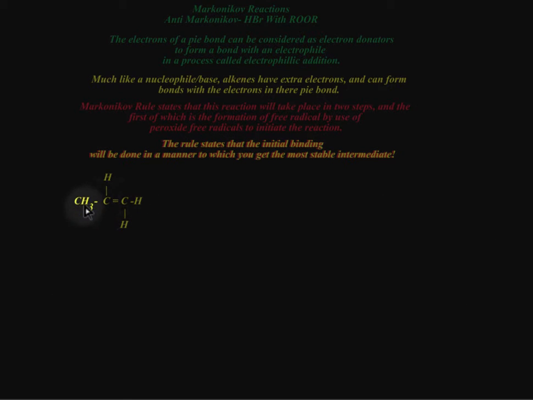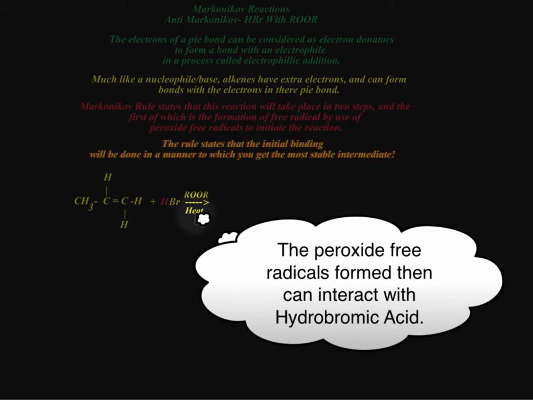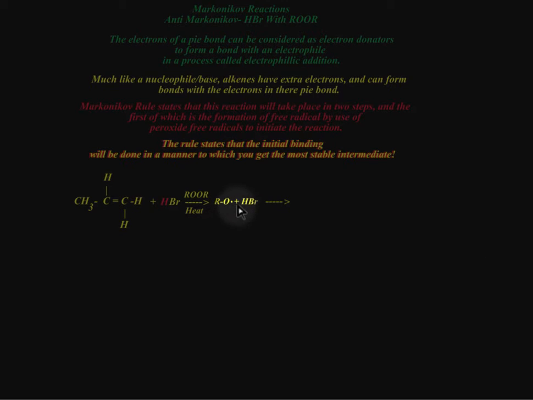Here's our initial alkene. I want you to take note that this is asymmetric. Here we have no substitution, and here we're monosubstituted, this methyl group. So what we've got going on here is hydrobromic acid in the presence of peroxide and heat. Again, you're going to cleave this, the homolytic cleavage. Each of these oxygens in the peroxide is going to get one of the electrons, forming a couple moles of the peroxide radical, and then that's going to interact with the HBr, and the hydrogen is going to bond here.